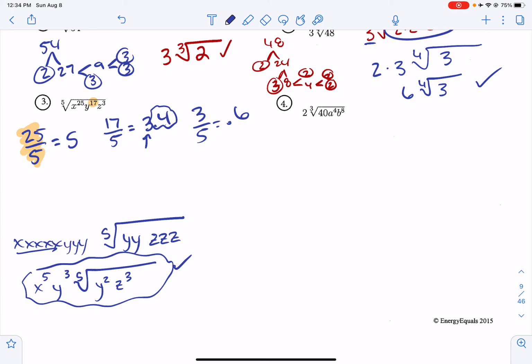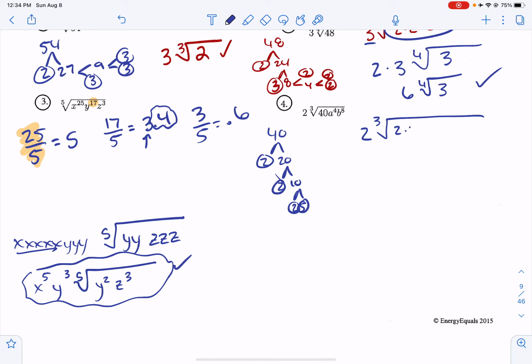Okay. Number 4, 2 multiplied by the cube root of 40, a to the 4th, b to the 8th. Okay, so let's start with that 40. Let's do 2 times 20, which is 2 times 10, which is 2 times 5. So 5, 2, 2, 2. So when I rewrite this, I've got 2 on the outside, and then I've got a cube root, and on the inside, I have a 2 and a 2 and a 2 and a 5.